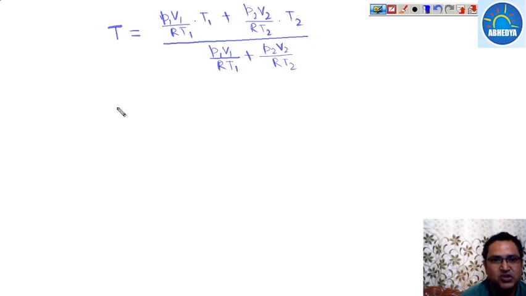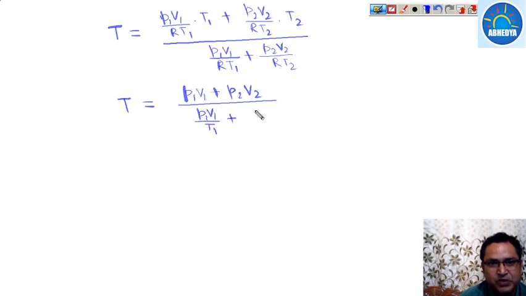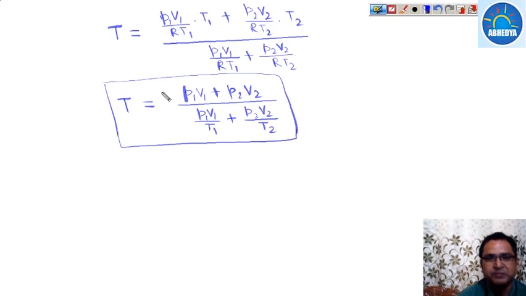Is that okay? So the final temperature will be given by this: T1 T1 cancel, this T2 T2 will be cancelled. So it is P1 V1 plus P2 V2 divided by R. So R can be cancelled out. So we can write it as P1 V1 plus P2 V2 divided by P1 V1 upon T1 plus P2 V2 by T2. So this is the final temperature of the system after adiabatically mixing. Okay, so when adiabatically mixed, the final temperature will be this one. So this is our answer.